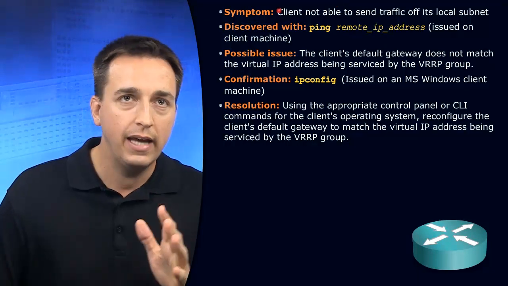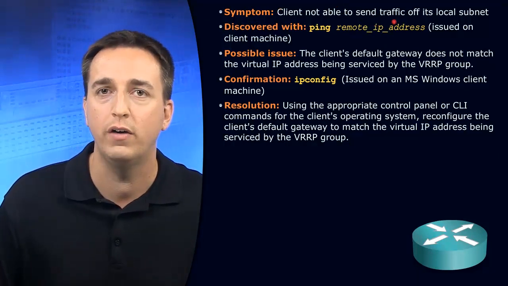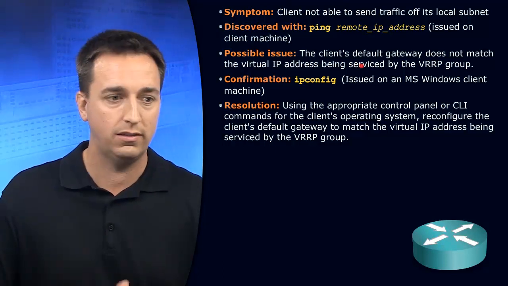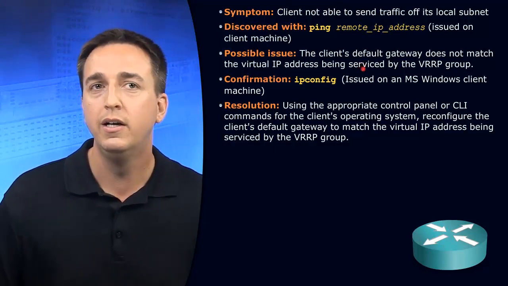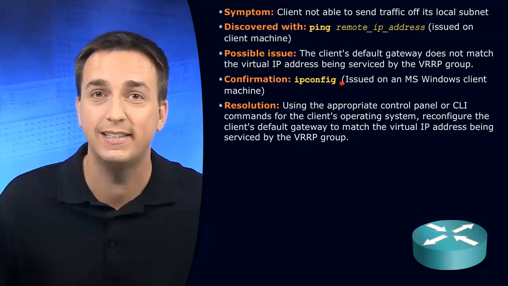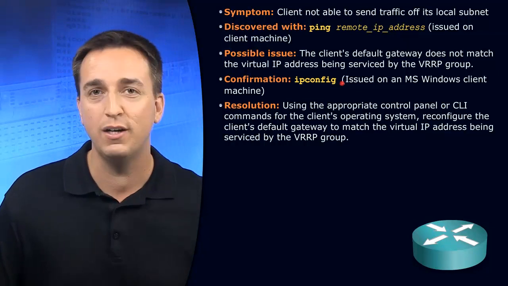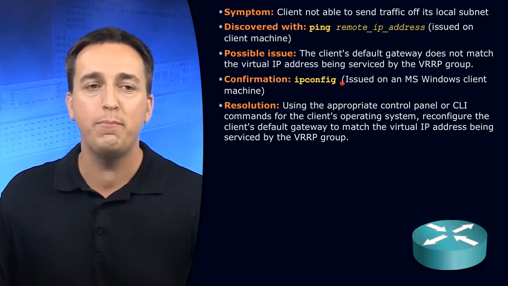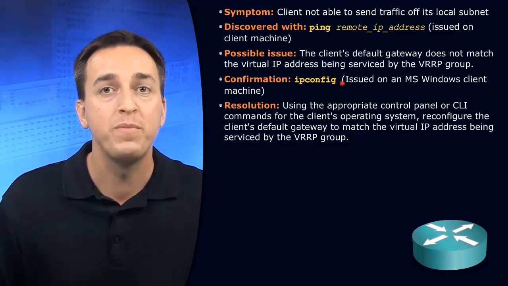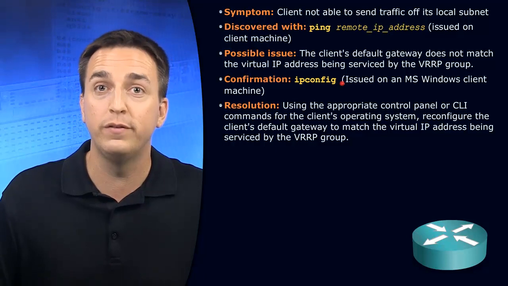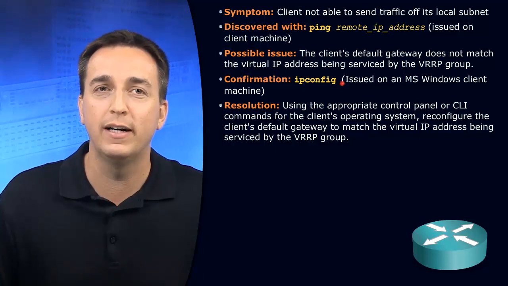In this case, the symptom said the client can't send traffic off its local subnet. Well, that's if it's configured with an IP address that doesn't exist on the routers. But in my example, I showed you that the IP address did exist. It was the IP address of DSW1. So by checking ipconfig and comparing that to the IP addresses being used for the VRRP group, you'll be able to confirm whether that client is configured correctly or not.